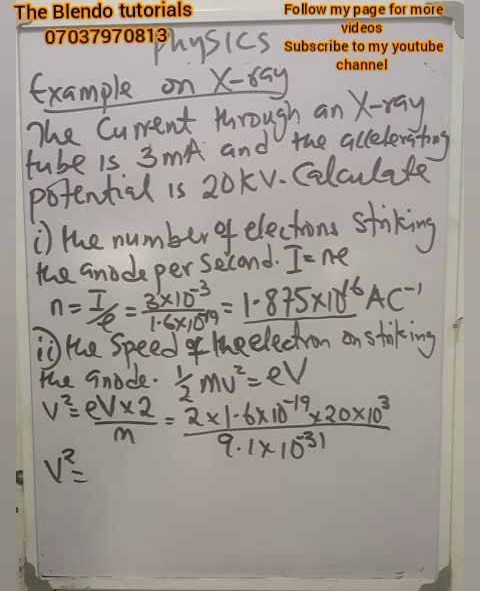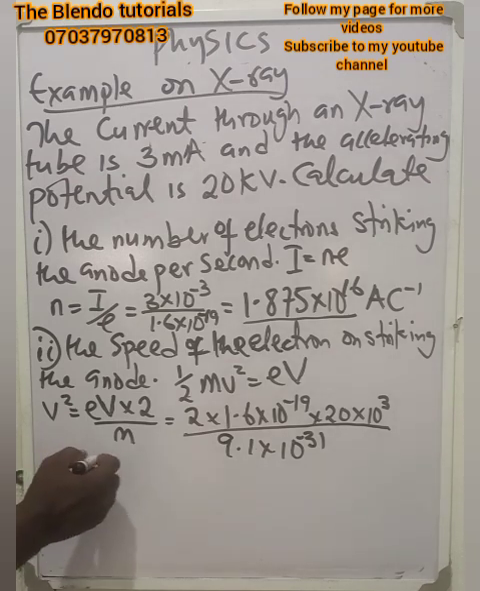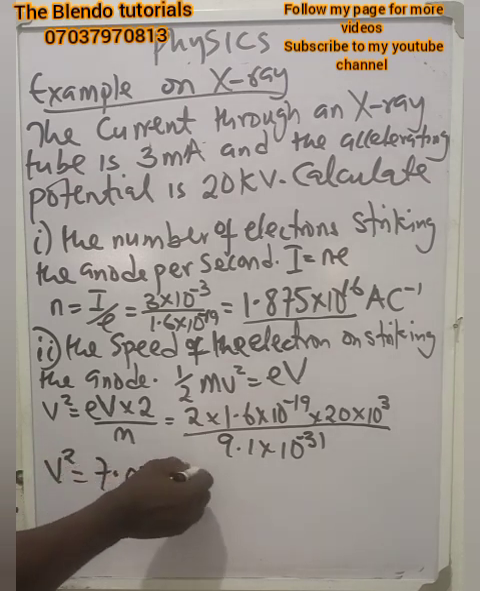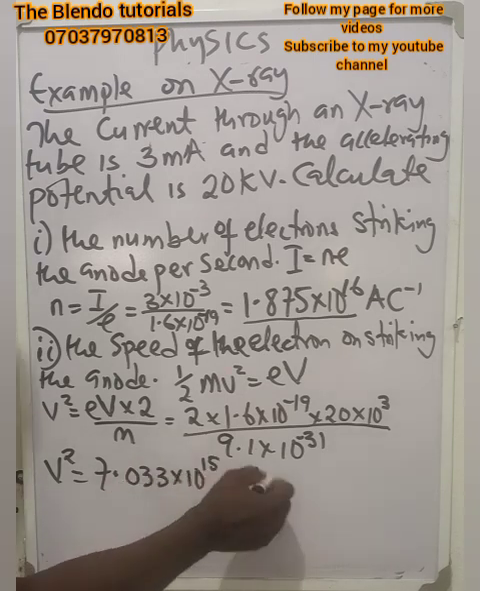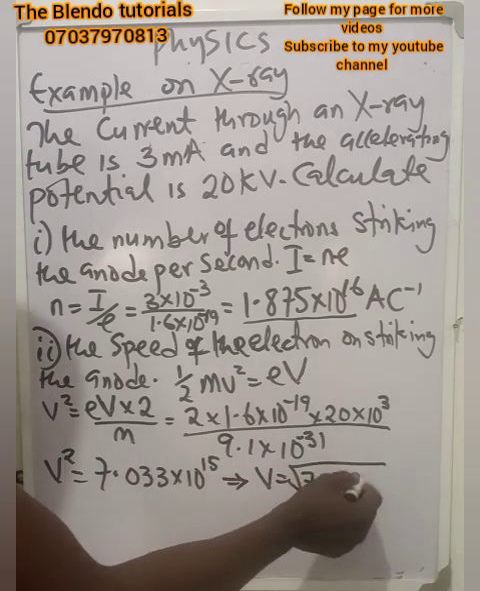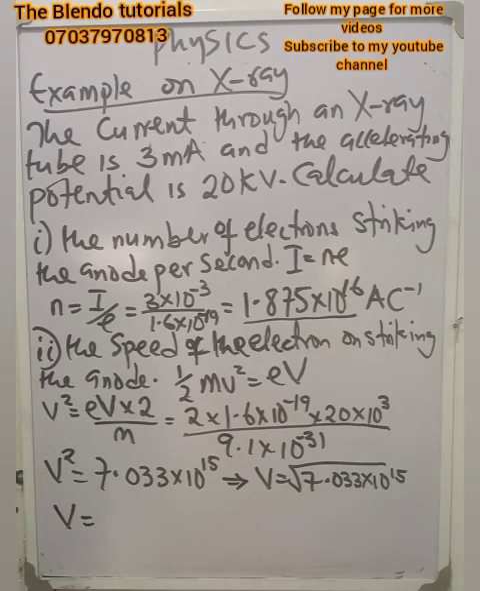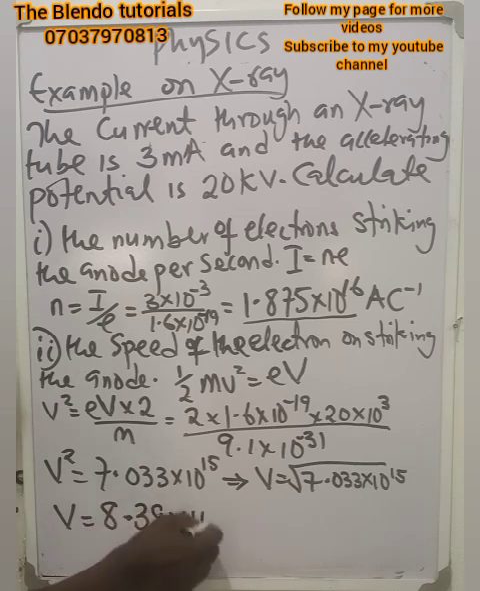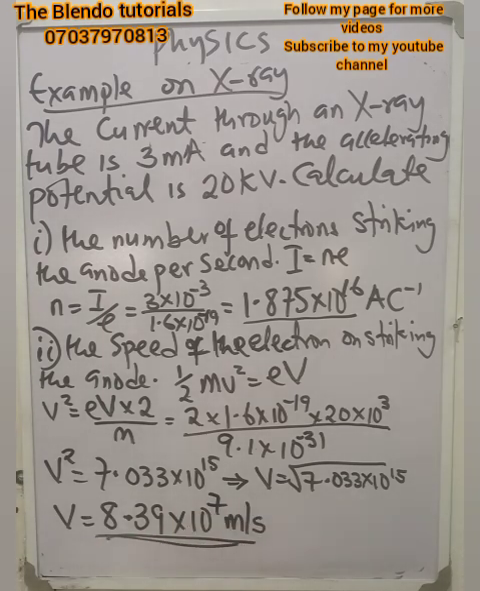So when you find v squared, whatever you get on your calculator, please make sure you are accurate: 7.033 times 10 raised to the power 15. Then to find v, you take the square root of it. The square root of 7.033 times 10 raised to the power 15 is 8.39 times 10 raised to the power 7 meters per second. That is the answer.